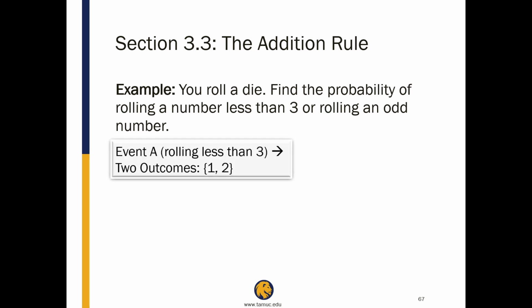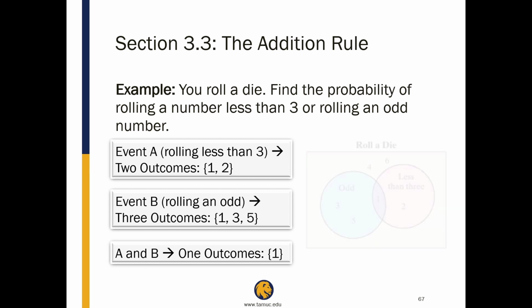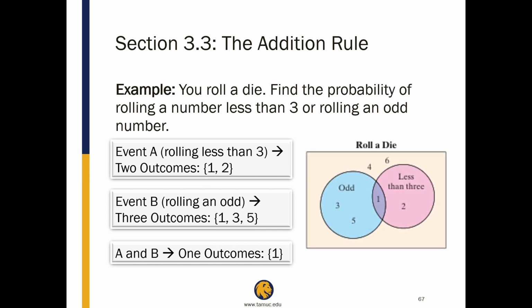And that's going to look something like this. Event A, rolling less than a 3: there are two outcomes, 1 and 2. Event B, rolling an odd number: there are three outcomes, a 1, a 3, or a 5. So A and B would be one possible outcome, just rolling a 1. That's the number they have in common. Here's a visualization of that: the odd numbers, the less than 3, and the one number they share in common.